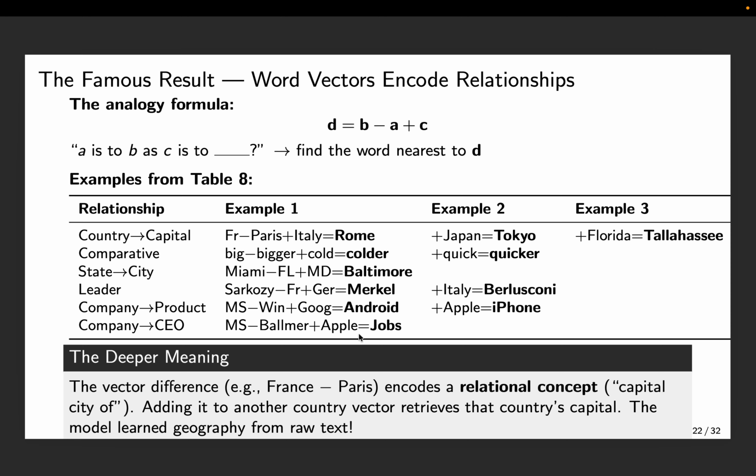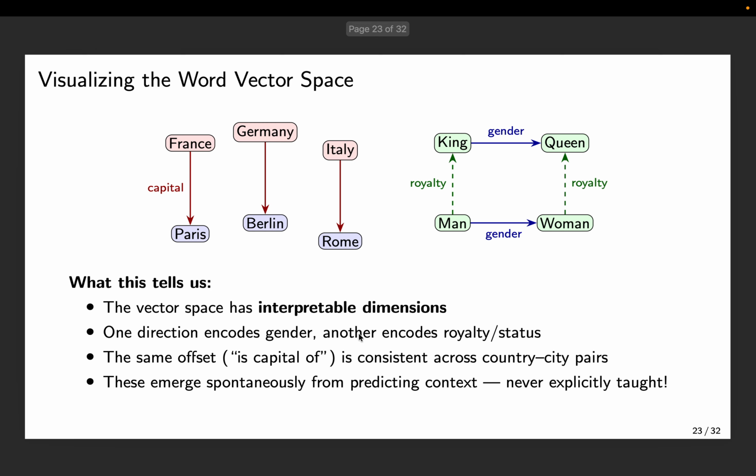I want you to stop and appreciate what's happening here. The model was never told that Paris is the capital of France. It was never told that Merkel leads Germany. It learned all of this purely by predicting which words appear near which other words in a massive corpus of text. And the fact that these relationships are encoded as linear offsets in the vector space is genuinely unexpected and beautiful. So now moving to the next slide, the geometric intuition of this paper.